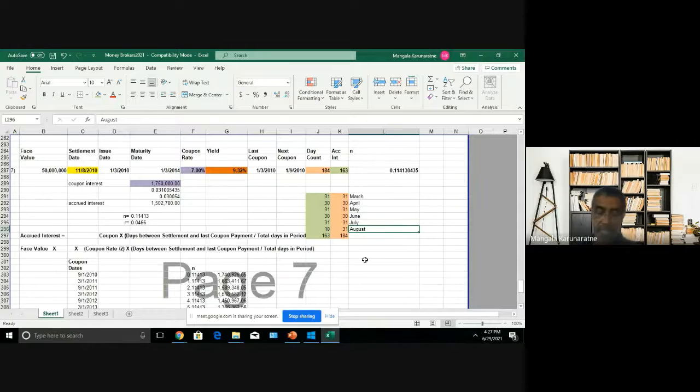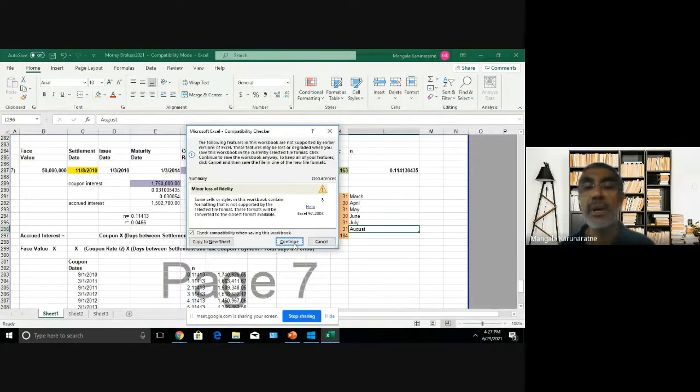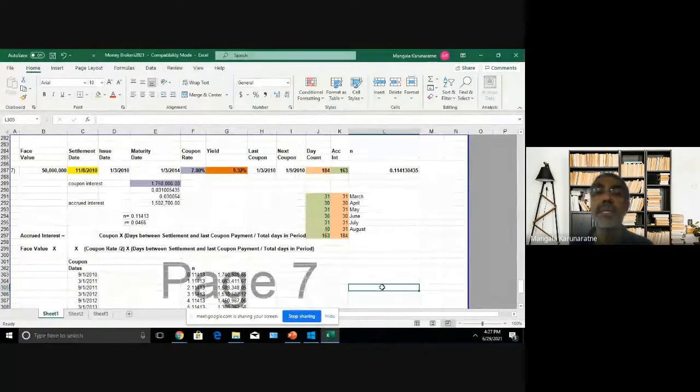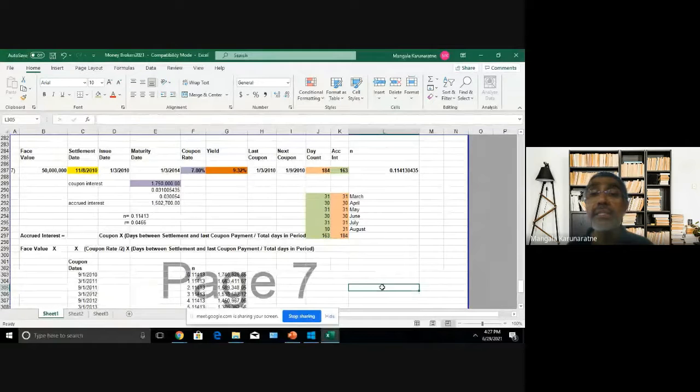So that calculation, I hope everyone understood this, because now I am actually doing it in a bit different way than earlier, but the same methods are being followed. So now 163 days and 184 days, we have got the calculations. The day count, 184, means the day count for the current coupon period, right? Then accrued interest. So now you know how to do this, right?